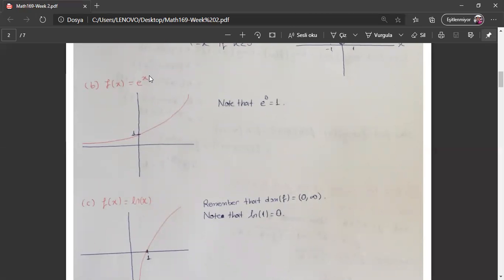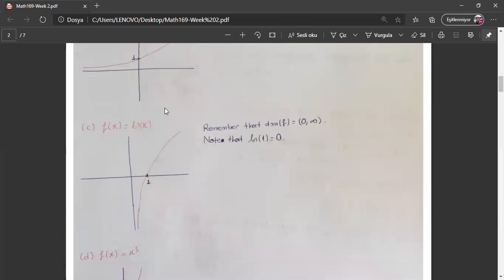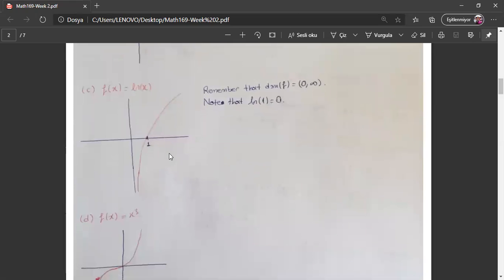Another function you need to know is e to the x. It gets 1 when we put x equals 0, and it looks like this. You need to know these ones. These are the foundations to sketch a graph of the given function.